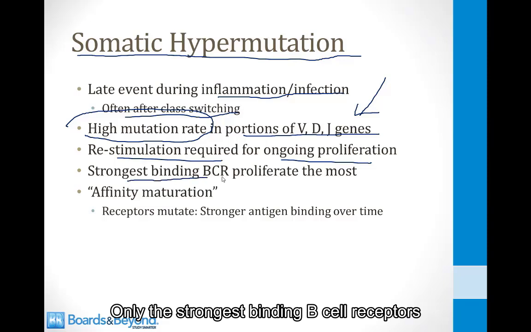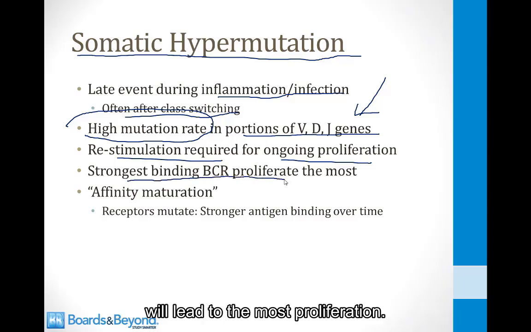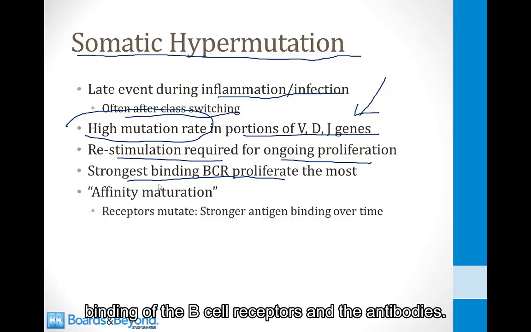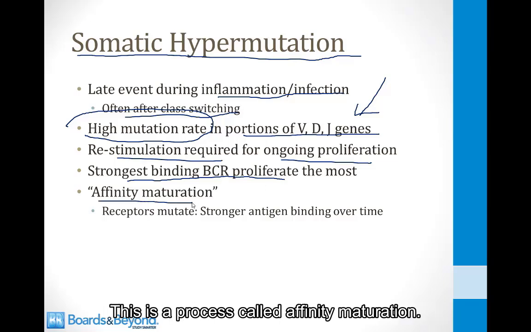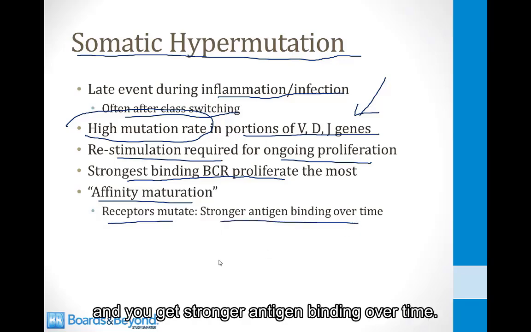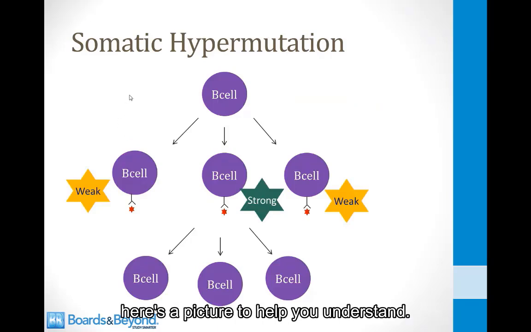Only the strongest binding B cell receptors will lead to the most proliferation. The result is that over time you get stronger and stronger binding of the B cell receptors and the antibodies. This is a process called affinity maturation. The receptors mutate and you get stronger antigen binding over time. If that's confusing to you, here's a picture to help you understand.